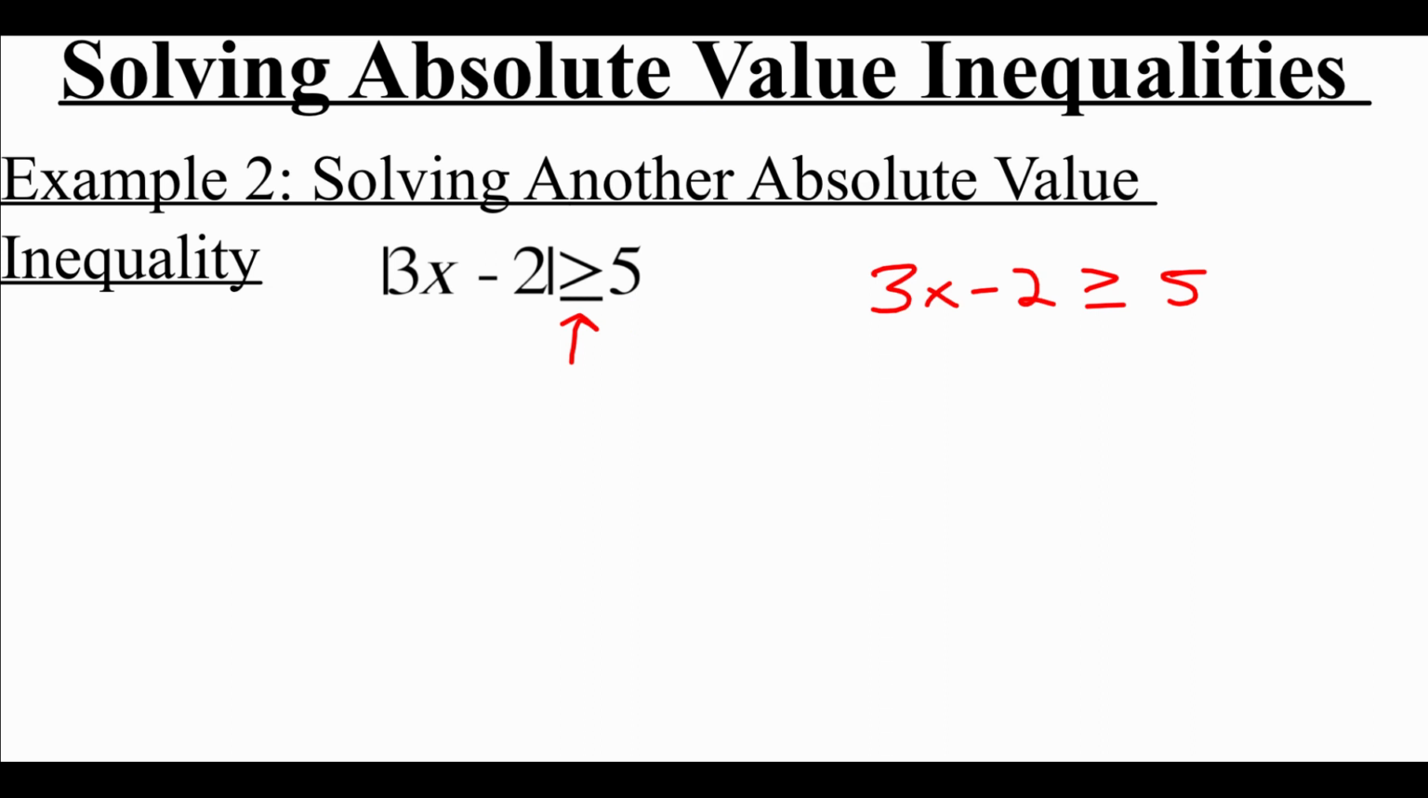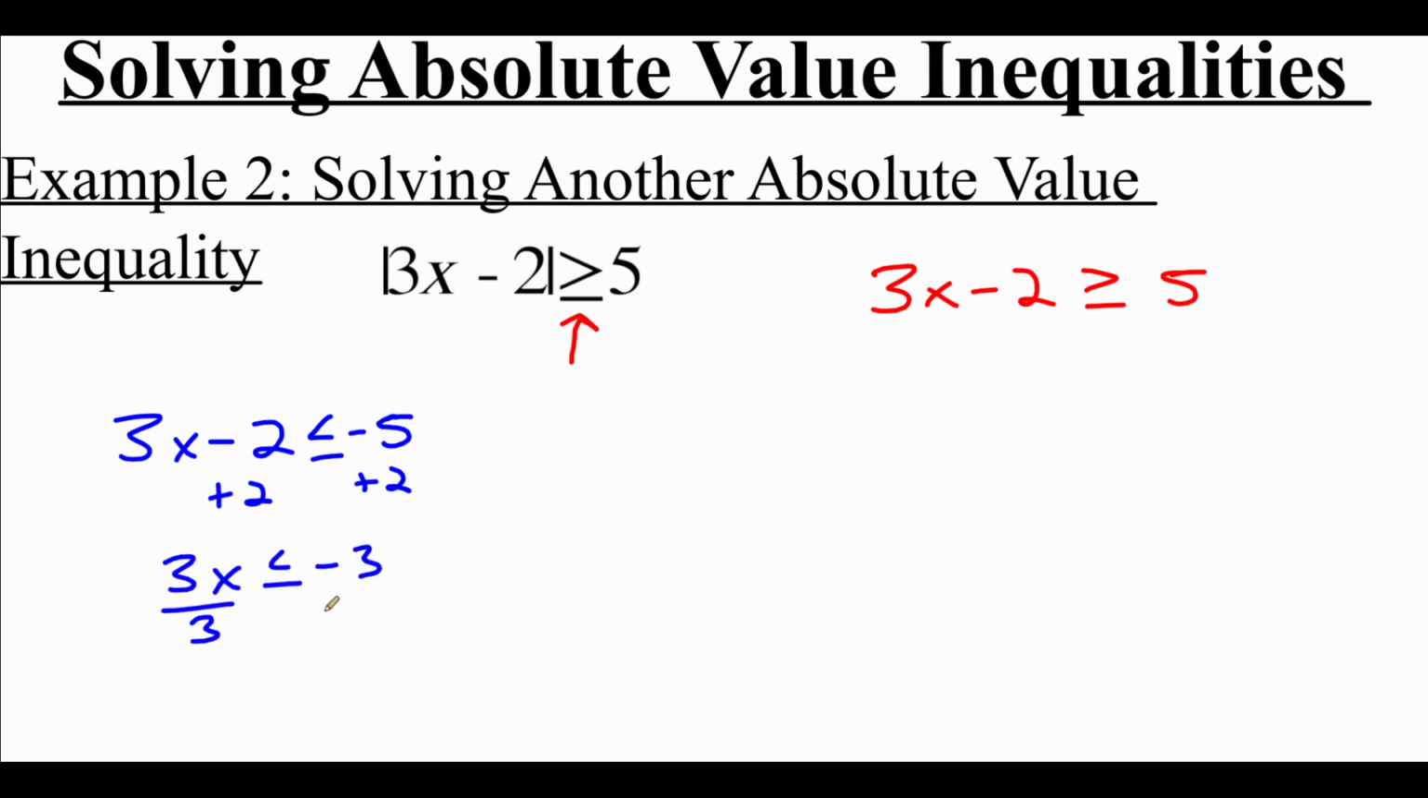For the other inequality, we're still going to take that 3x minus 2, but we're going to switch the 5 to a negative 5. And when we do that, we have to flip around our inequality symbol. So instead of being a greater than or equal to, it's going to be a less than or equal to. And now we're going to go through and solve each one. I'm going to start with this inequality in the blue here. First thing I'm going to do is take that minus 2 and add 2 to each side. So then we'll get 3x is less than or equal to negative 3. And then we're going to divide by 3, so we get x values that are less than or equal to negative 1.